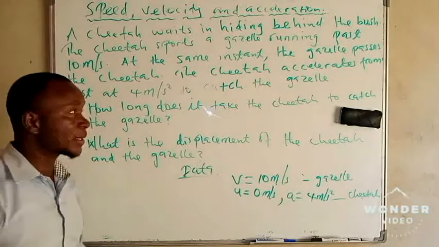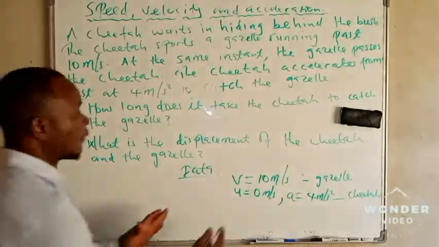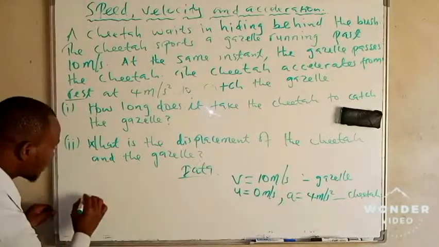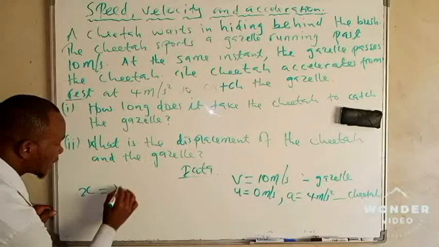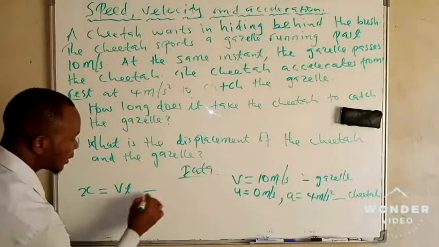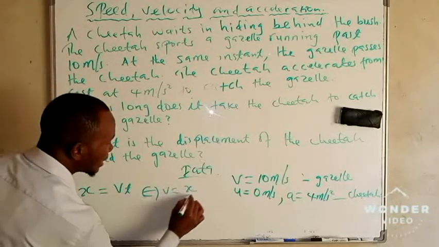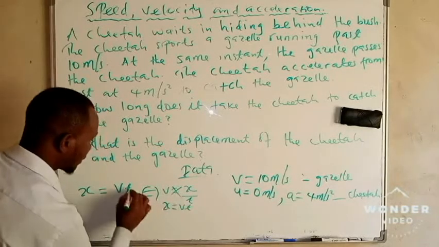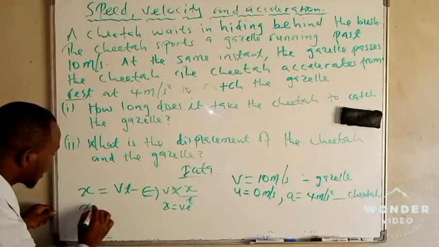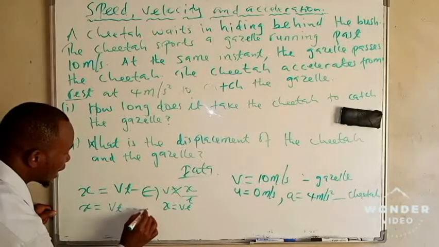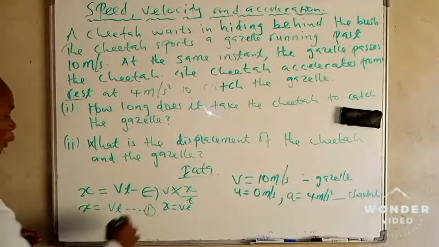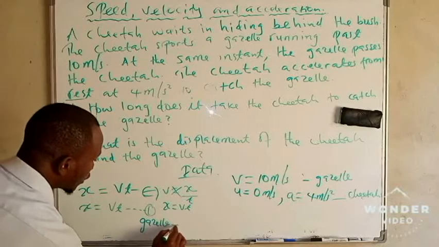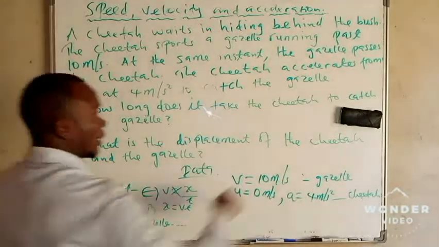Now we need to come up with their respective equations. We know that for an object moving at constant velocity, the displacement is given by x is equal to vt. In fact, v is equal to displacement over time, so when this is made the subject, it gives this. Let us call x equals vt equation number 1, the equation for the gazelle.